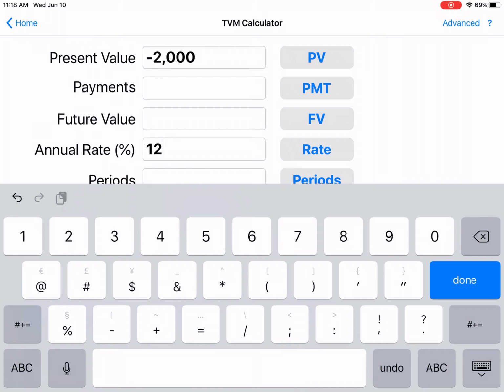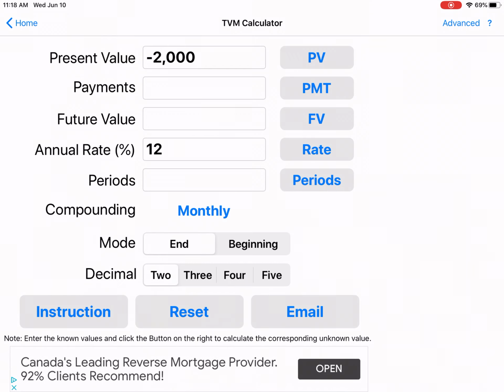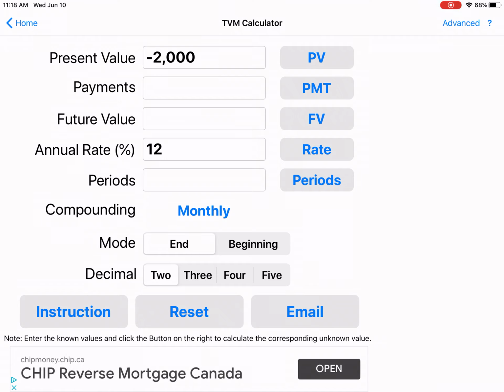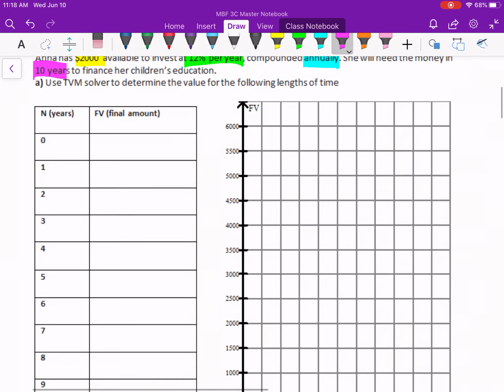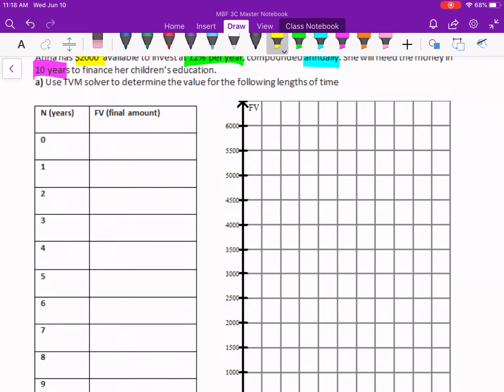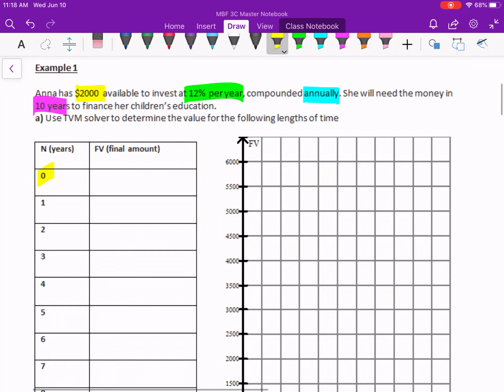Well, if it was for 10 years, then it would be 10 periods, but we're going to do it year by year. So if you look at this table, that's what I'm going to have to change each time. For 0 years, the number of periods will be 0. It's once per year, right? Annually, that's the word I'm looking for. Annually means once a year.